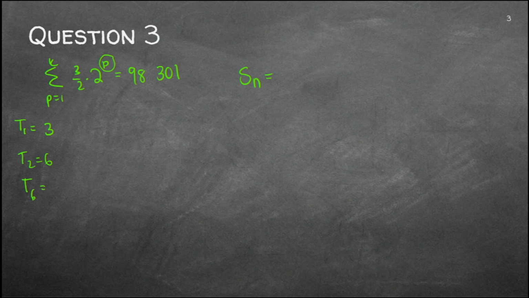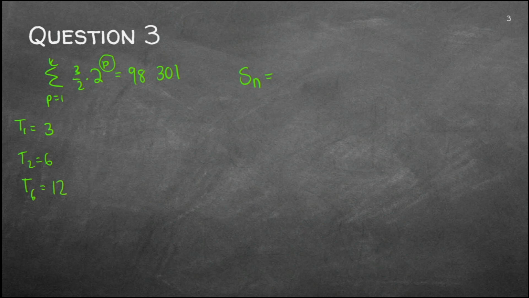So I know if I have a sigma of p equal to 1 to k, 3 over 2 then times 2 to the power of p equal to 98,301. I immediately can start with the Sn. And now I need to double check. The first term, if I substitute in a 1 here, would be 3. If I substitute a 2 in, I will get 6. And a 3 in, I would get 12.